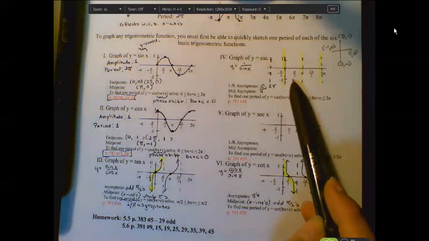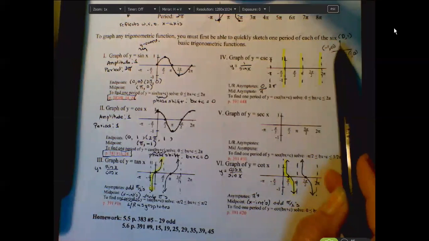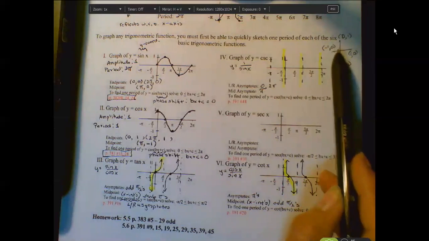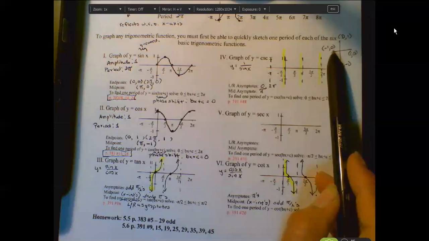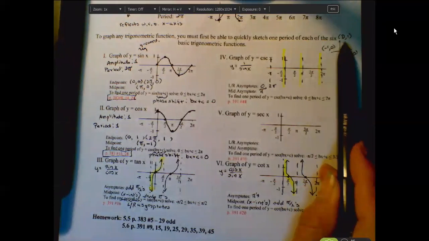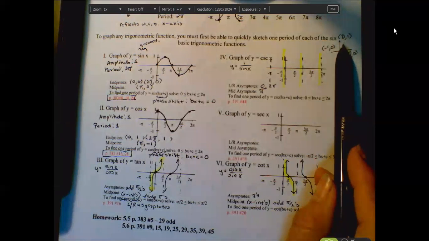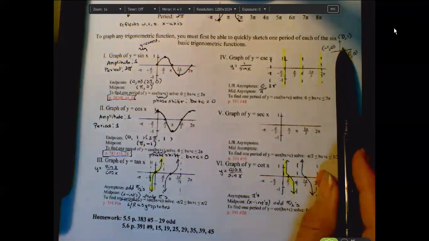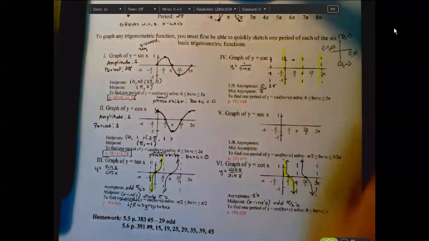Let's figure out what's going on at pi over 2. This is the ordered pair at pi over 2. What is cosecant here? Nope, I'm sorry, I pointed the wrong place. That's pi over 2. What's cosecant? 1. Sine is the y is 1, so cosecant is 1. I'm going to plot pi over 2, 1.